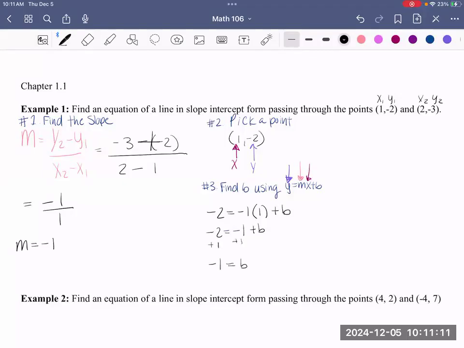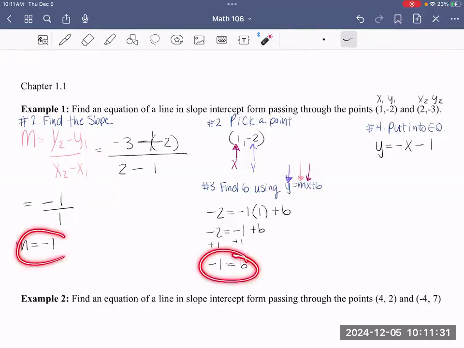So when I go to put it into your equation, last step, number 4, put into the equation, we can do y equals your slope, -x, minus b. Because this is your b here, this is your slope here, and we're just putting it right into the equation.